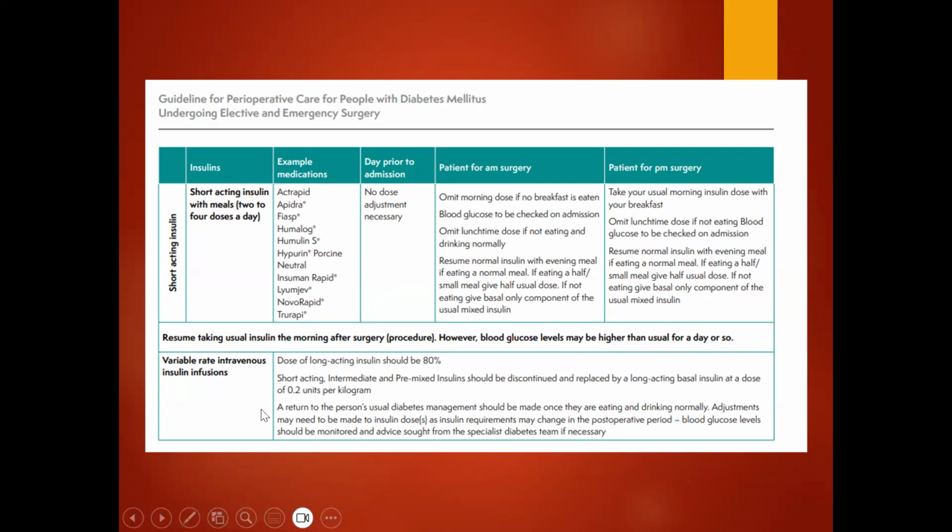What about the variable rate intravenous insulin infusion? As I mentioned previously in my slide, the dose of the long-acting insulin, if the VRI is started, should be reduced by around 80%. Short-acting, intermediate, and premixed insulin should be discontinued and replaced by long-acting basal insulin at the dose of 0.2 unit per kilogram. And then once the patient goes back to his normal eating and drinking, we can go back to his usual dose.